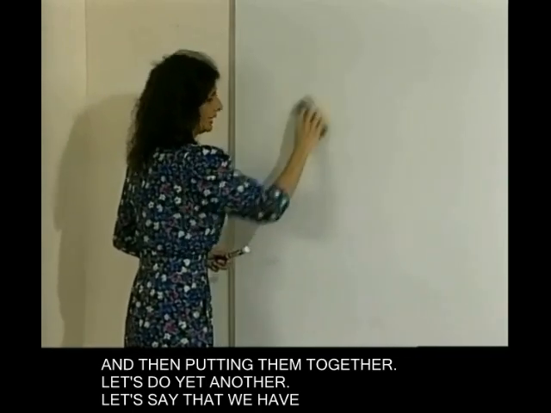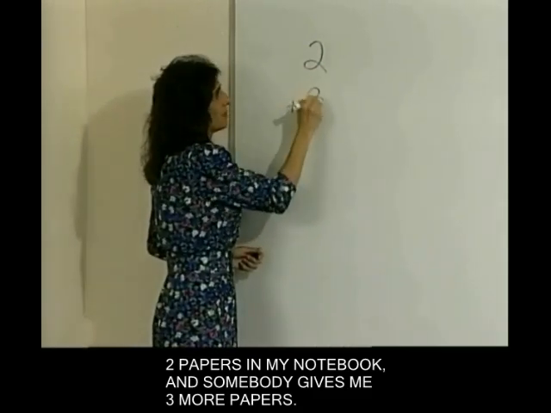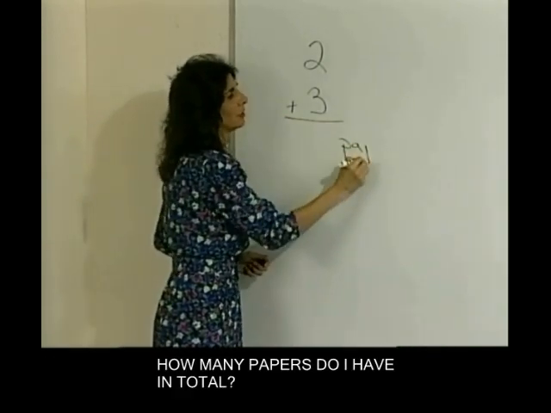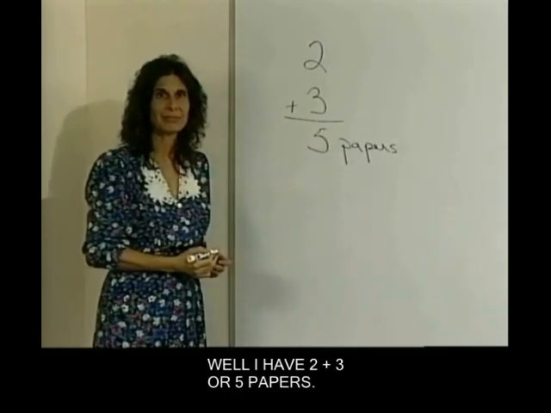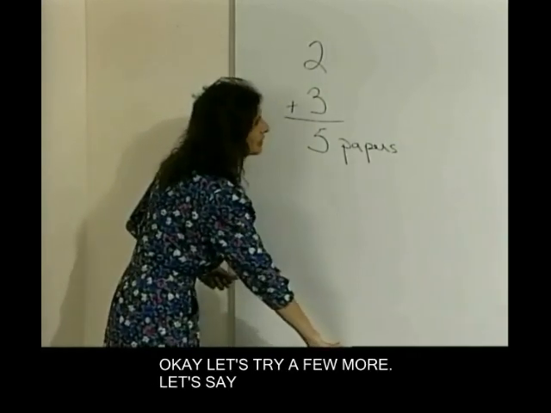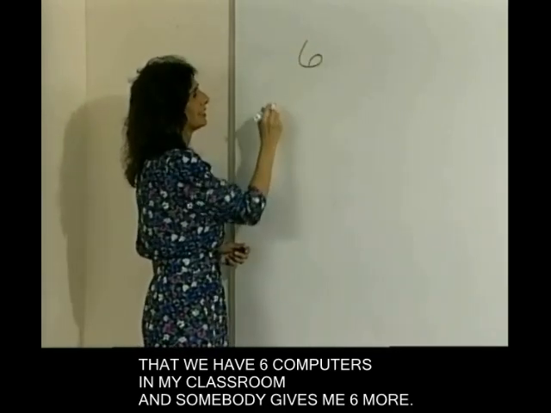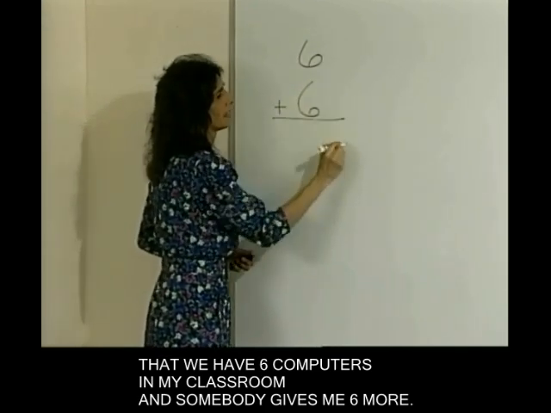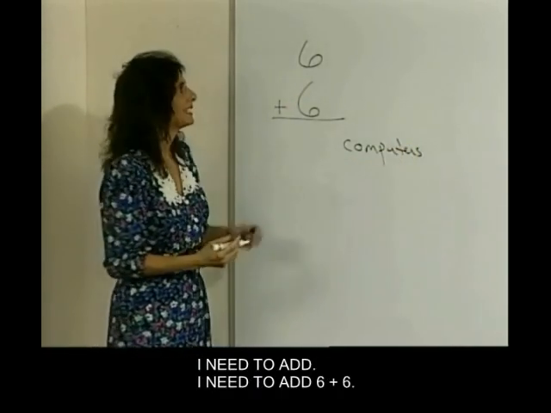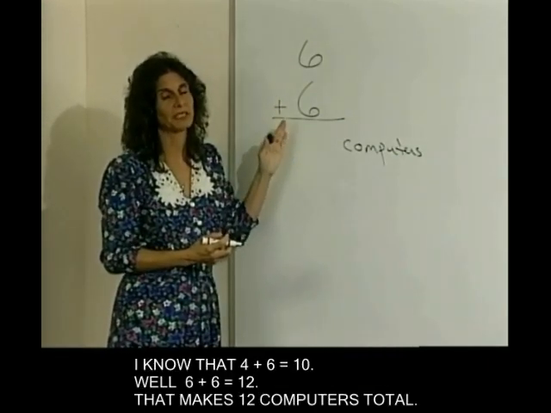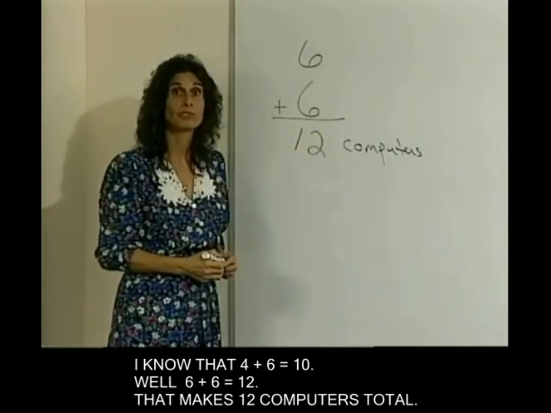Let's do yet another. Let's say that I have 2 papers in my notebook, and somebody gives me 3 more papers. How many papers do I have in total? Well, I have 2 plus 3, or 5 papers. Okay, let's try a few more. Let's say that we have 6 computers in my classroom, and somebody gives me 6 more. How many computers do I have? I need to add 6 plus 6. I know that 4 plus 6 is 10. Well, 6 plus 6 is 12. That makes 12 computers total.